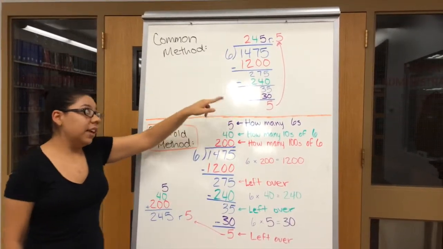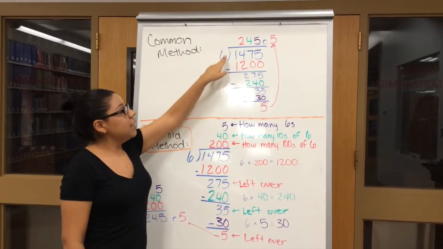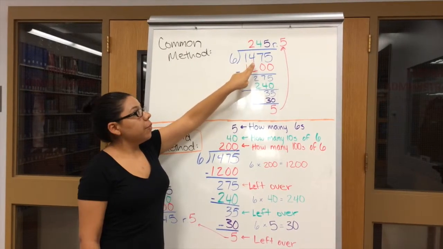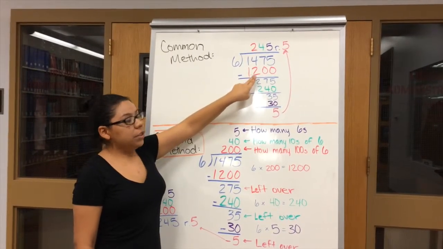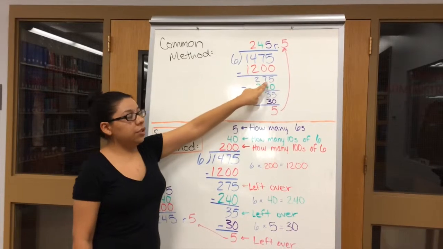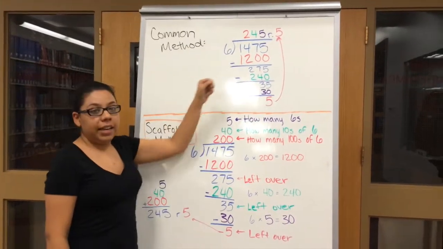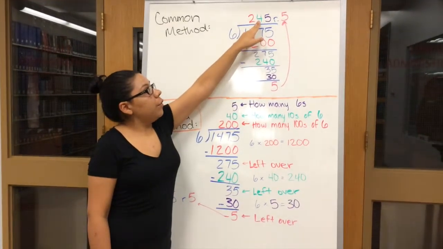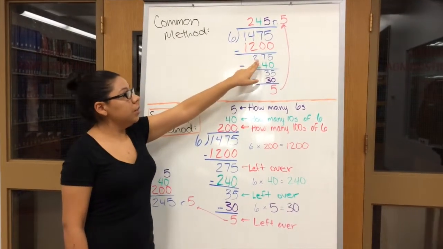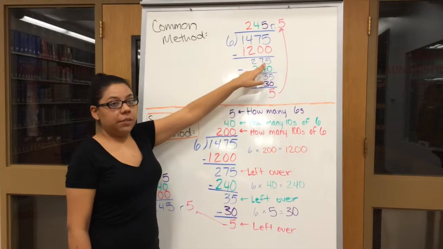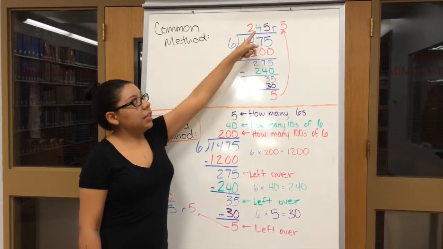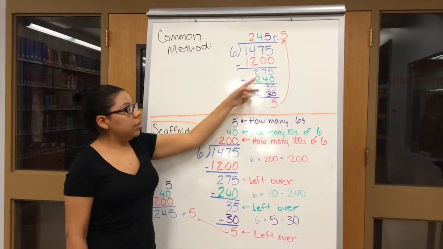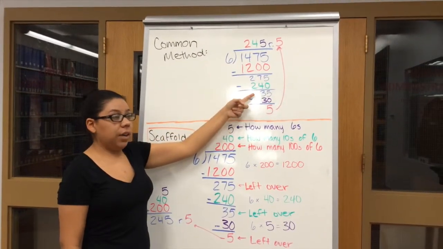1,475 by 6, and here you multiply 6 times 200, because it's in the 200th place, to get 1,200, giving us 275. Now, for the next one, you know that 40 fits into 275, so you can multiply 6 times 4 to get 240 here. Subtract these two from each other and you get 35.